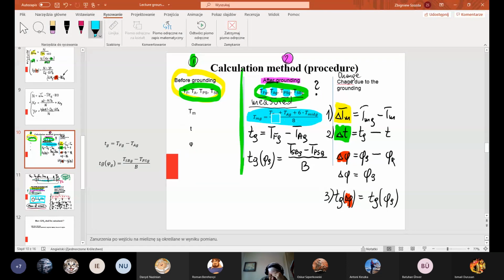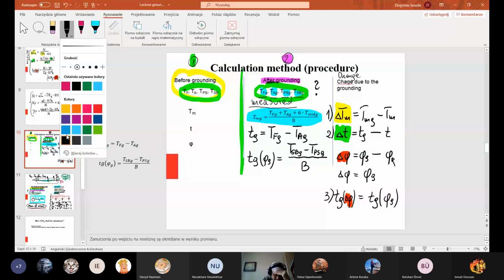I hope that the formulas for trim after grounding and the tangent of the angle of heel after grounding are obvious for everybody. Trim is the difference between fore and aft draft, so it should be obvious. And the tangent of the angle of heel after grounding, of course, is the starboard draft minus the port side draft divided by the breadth of our ship.